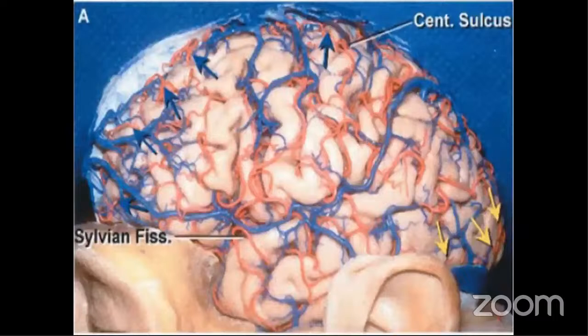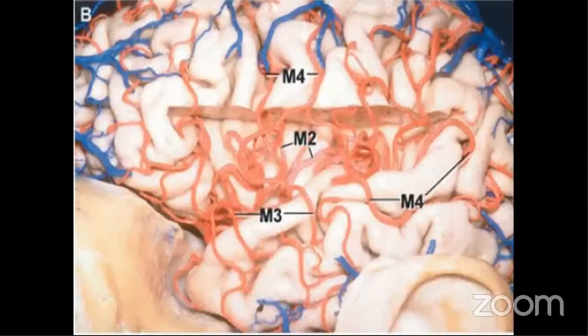This diagram is showing the Sylvian fissure and the central sulcus. Here we can appreciate the M2 segment of MCA, the M3 segment, that is the opercular segment, and M4, that are the cortical vessels of MCA.